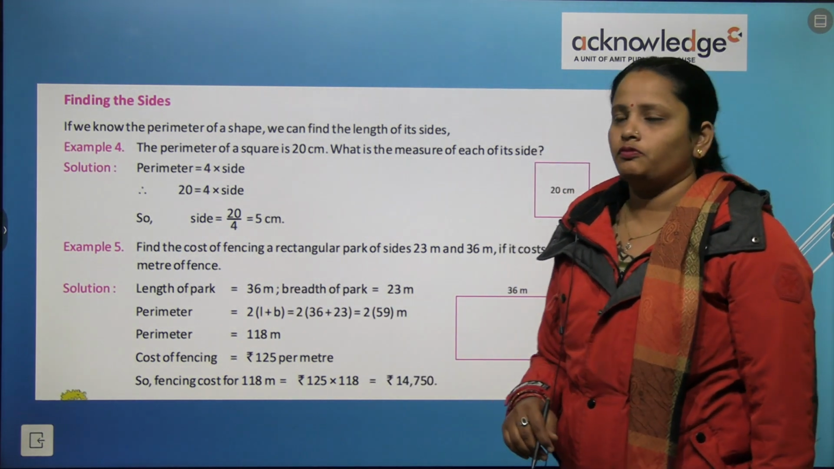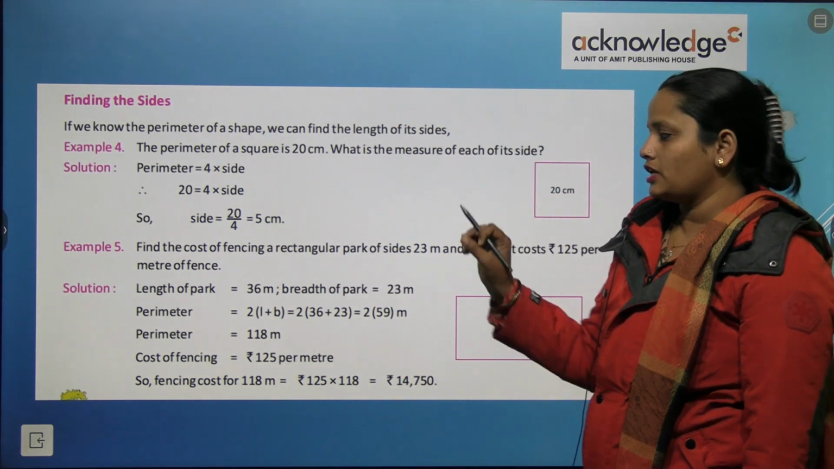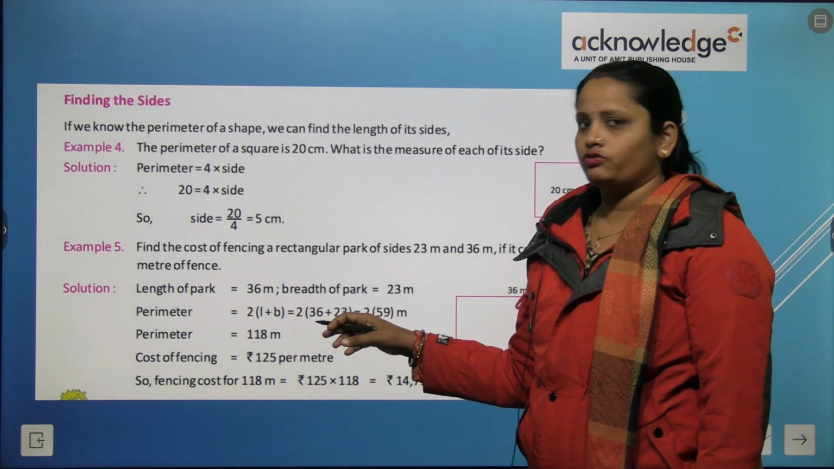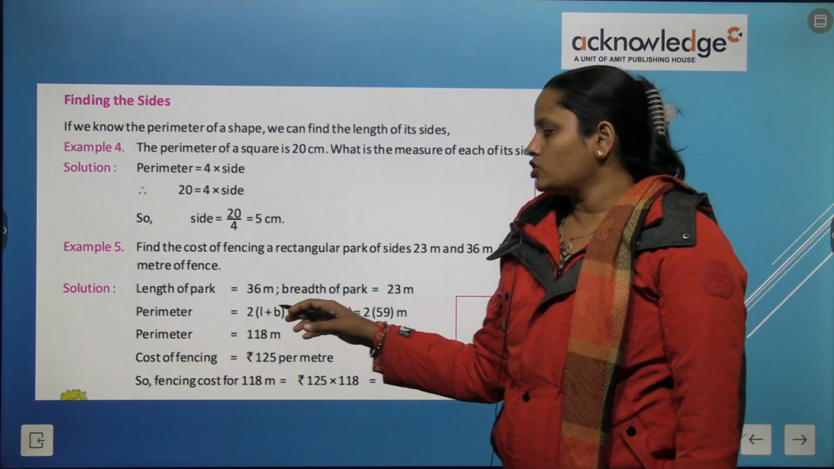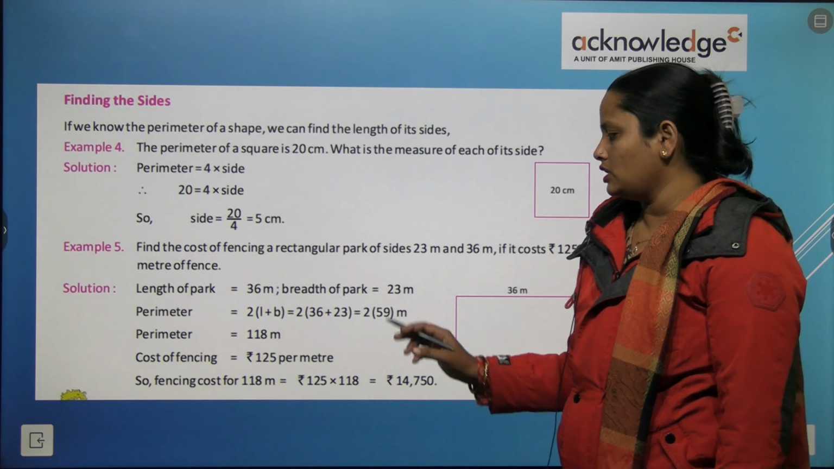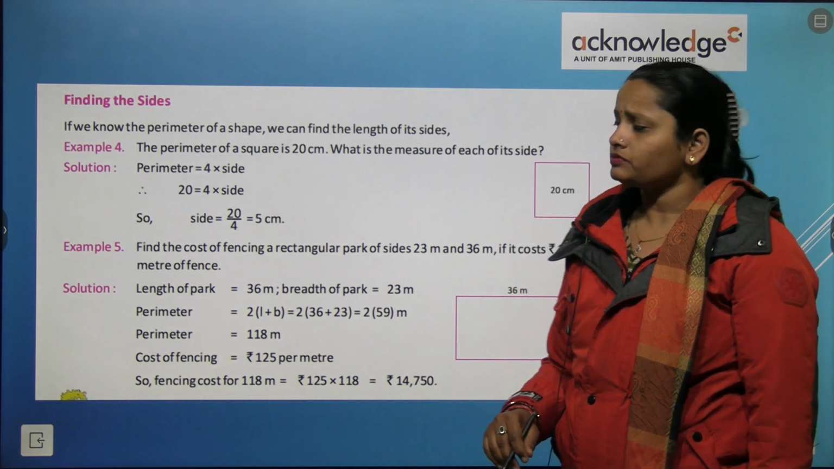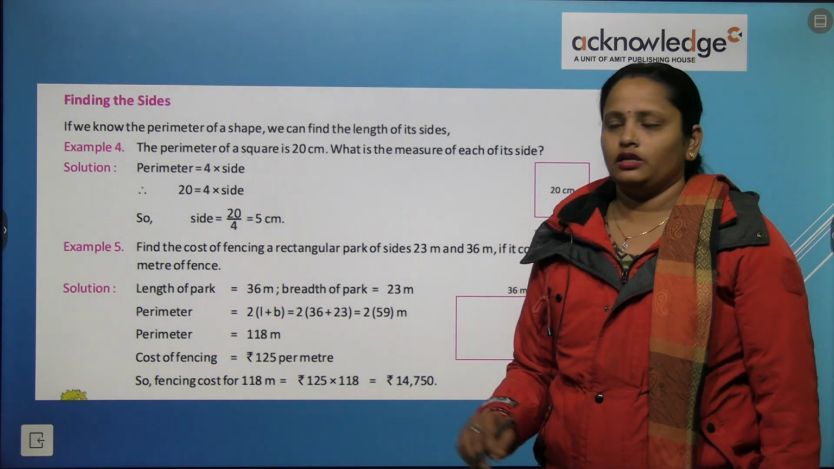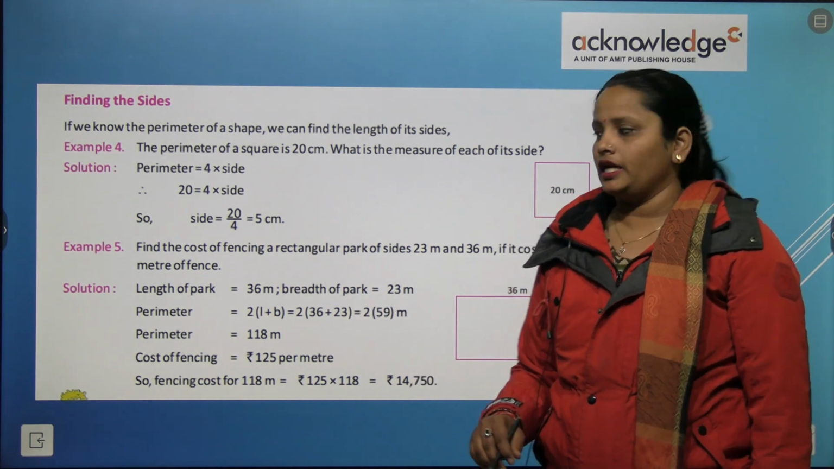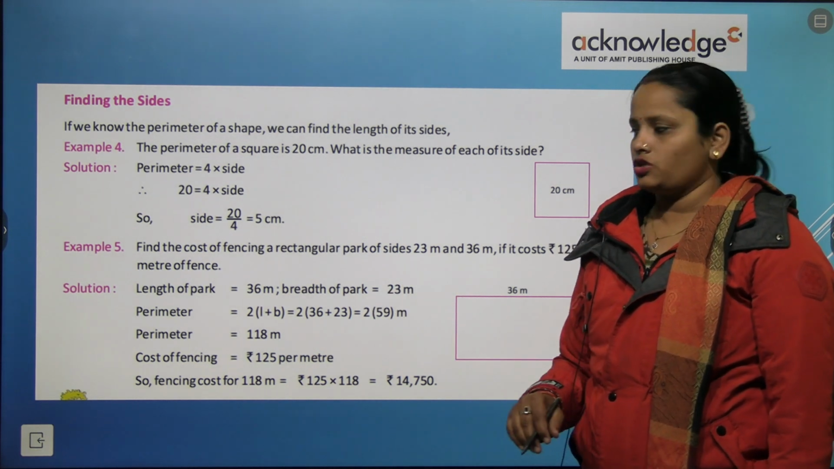Next, we have to apply the formula of perimeter, because we have to do fencing on all the sides, so we have to first calculate the perimeter. So 2(L plus B) is equal to 2 into (36 plus 23), which is 59, and when we multiplied it with 2, we received 118 meter. Now the cost of fencing.